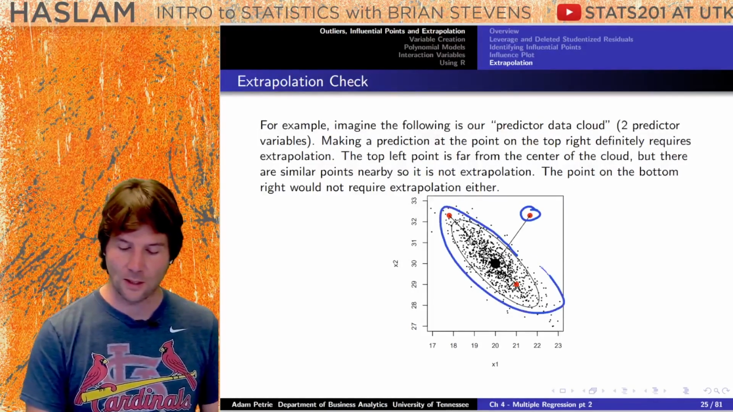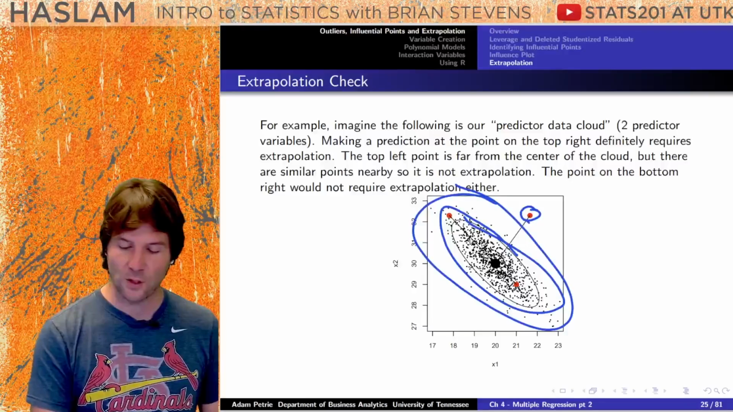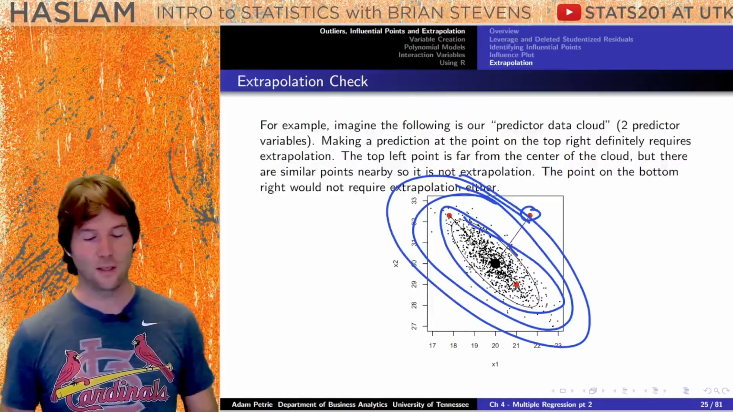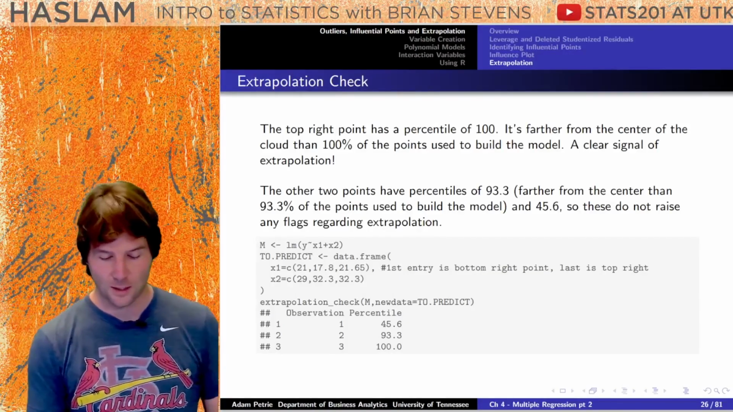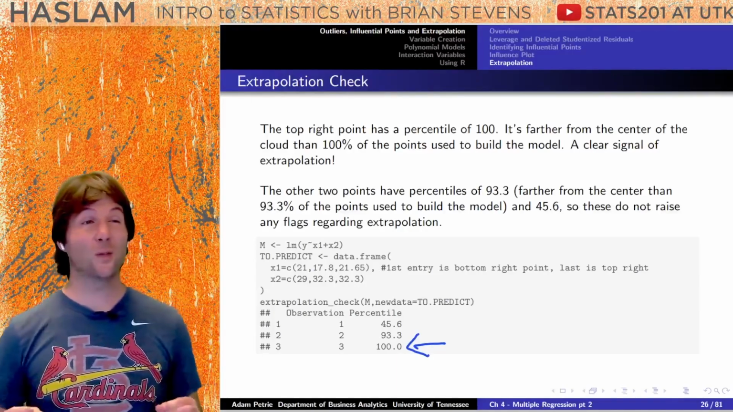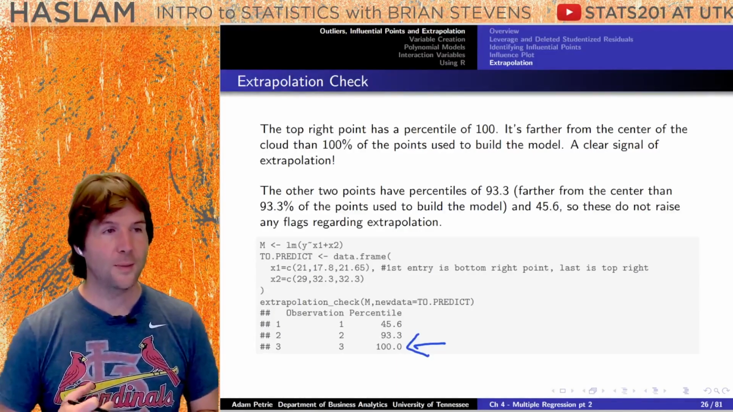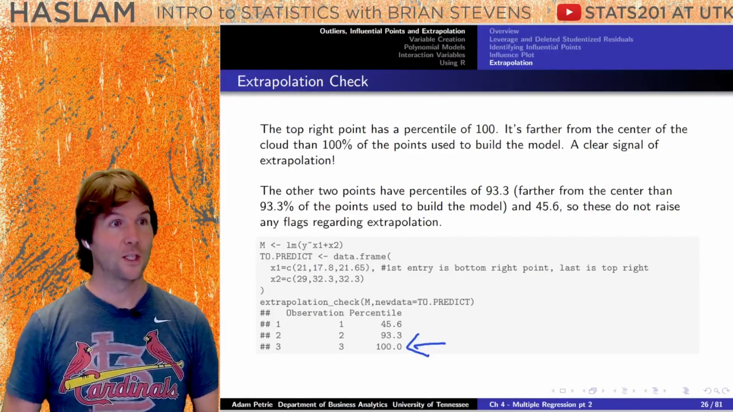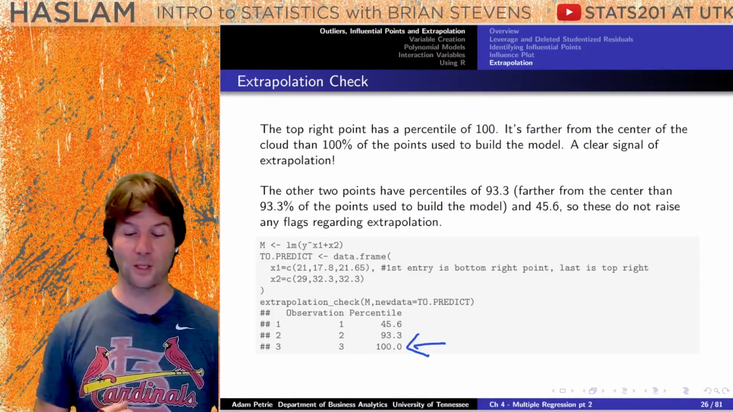Drawing out the density cloud, it would be the furthest point away if you notice as you think about the points going out in a density. And here's the return we get. That point that I talked about right there is at the 100th percentile. That means it has the most extreme combination of x's. So it requires the most extrapolation.